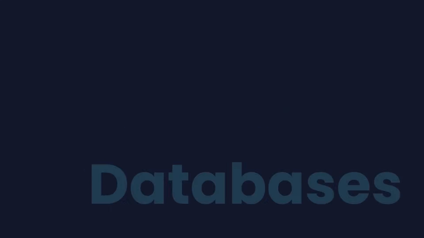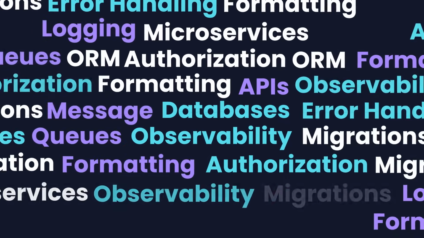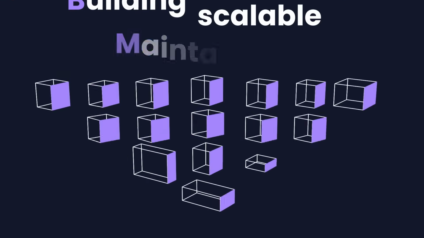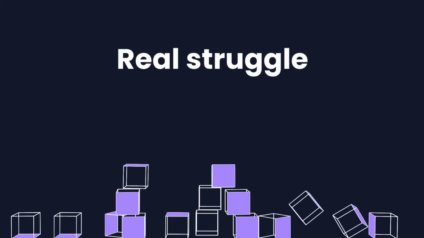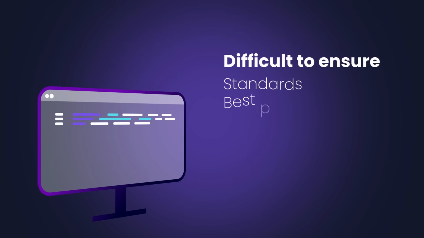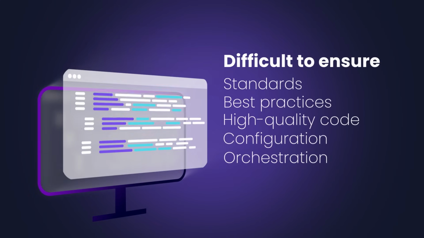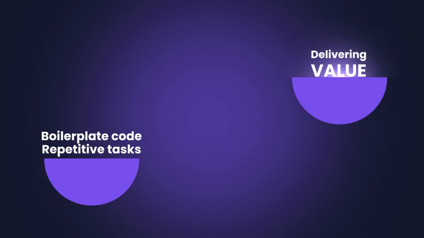All right, so you want to have a robust architecture, follow best practices, enforce industry standards, and deliver high-quality software. You have a great design in mind. The reality is, building scalable, maintainable, and robust applications is a real struggle. It's so difficult to ensure high-quality code, have the right configuration in place, orchestrate your components, and the list goes on. You probably spend a significant amount of your day on boilerplate code and repetitive tasks rather than delivering value.